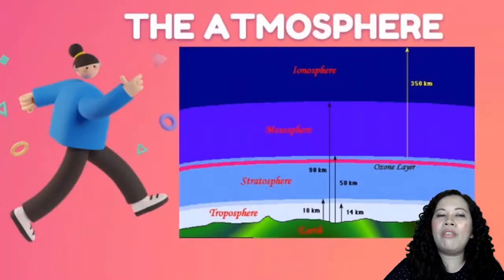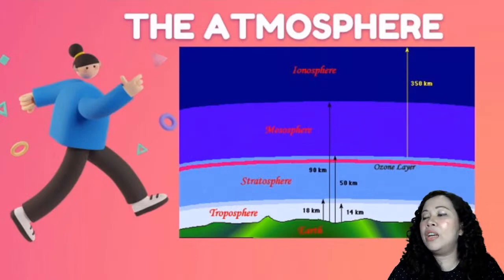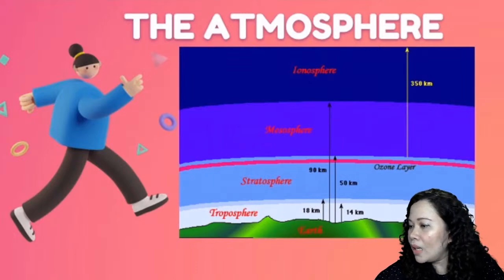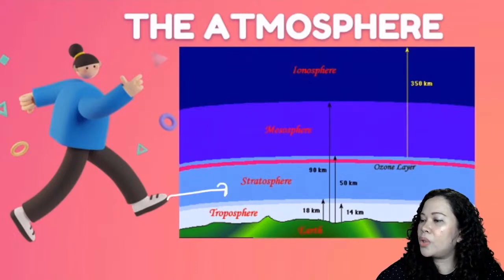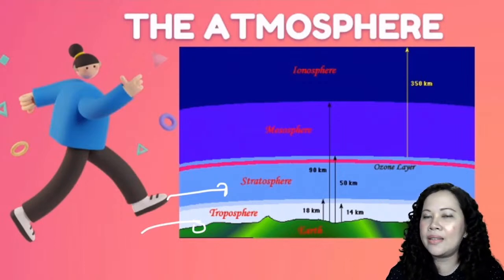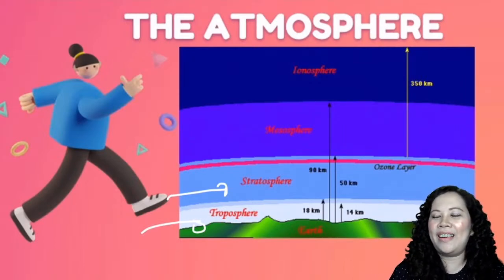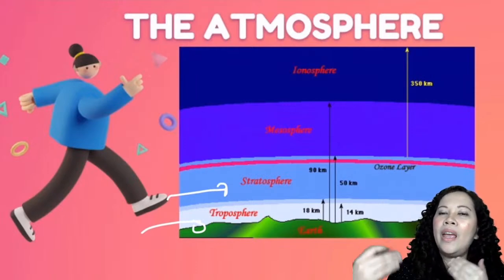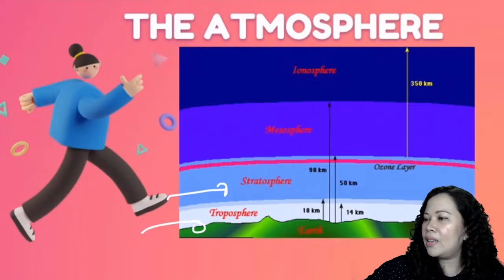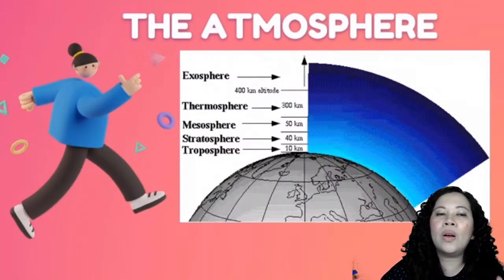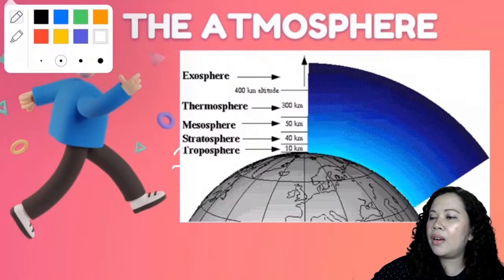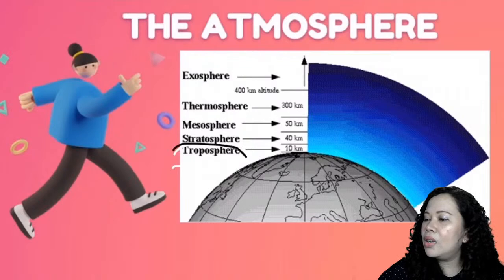So in terms of atmosphere, we have different layers. If you notice here, we have our stratosphere, we have our troposphere, and so on. There are actually several layers of our atmosphere. So let's go through each layer. The first layer that we have is our troposphere.